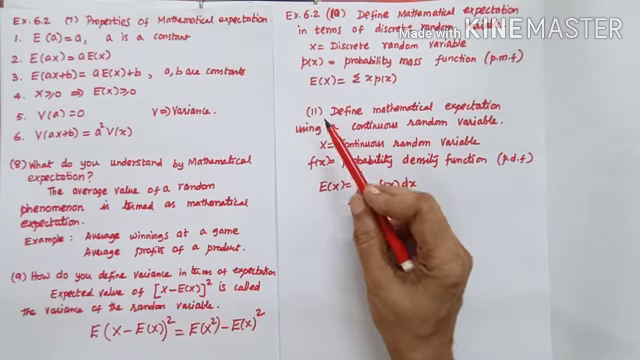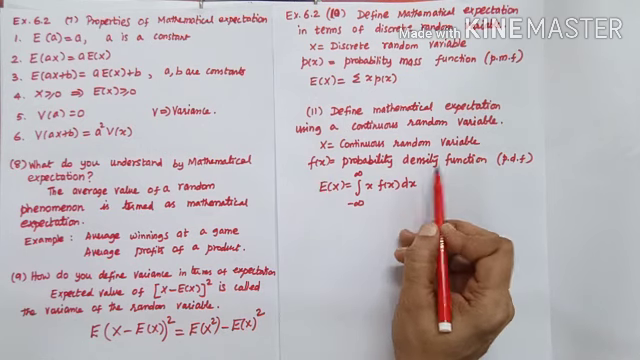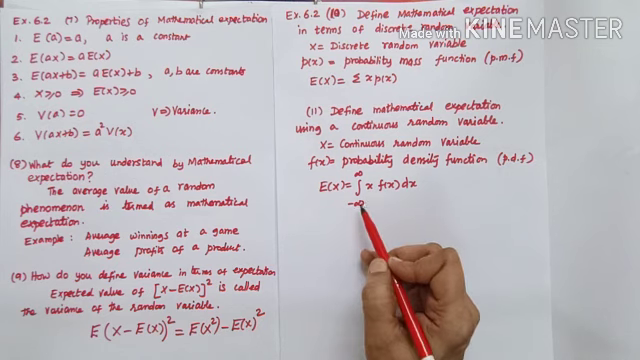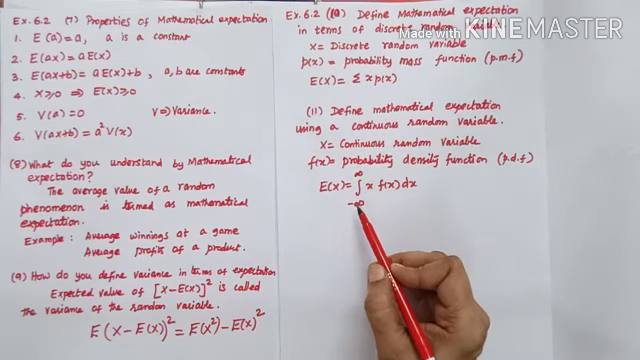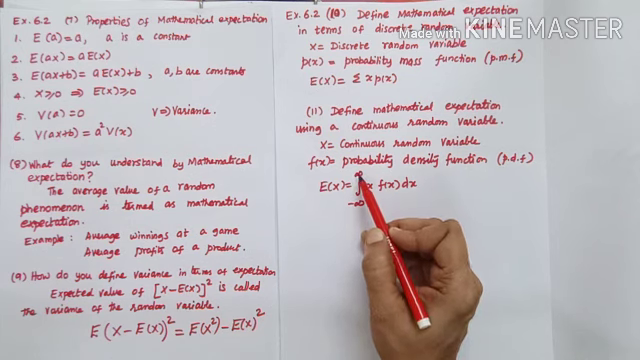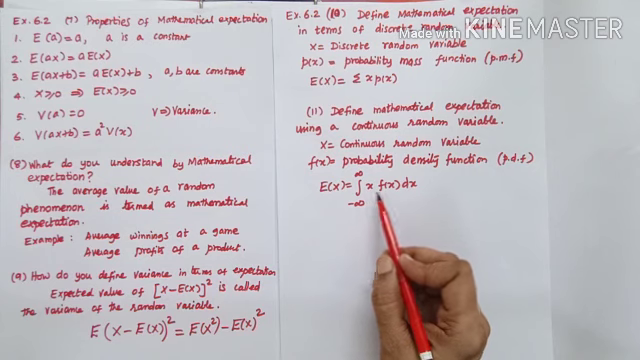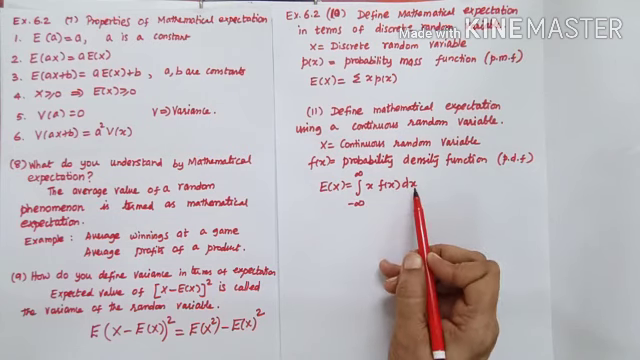Question number 11. F of x we use for the probability density function, and E of x is nothing but an integral. Here I put sigma, whereas here I put an integral from minus infinity to infinity. Here we put x into p of x, here we put x into f of x. Whenever an integral comes, remember to put dx.